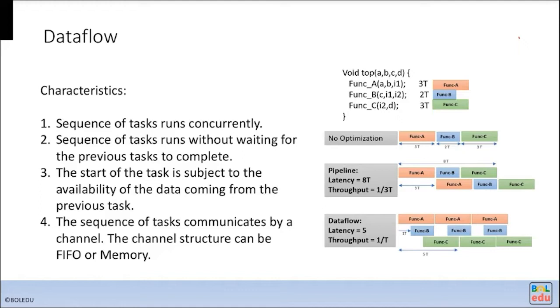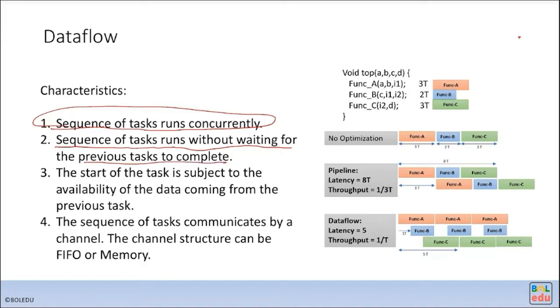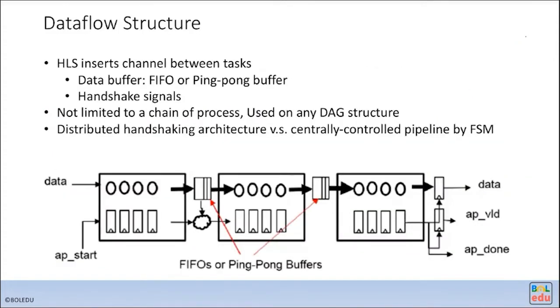Basically you have a sequence of tasks running concurrently. And the key is the sequence of tasks runs without waiting for the previous task to complete. The start of the task solely depends on the availability of data coming from the previous task. And normally the sequence of tasks communicate by a channel, and the channel structure can be FIFO or memory. So this gives you a clear idea.